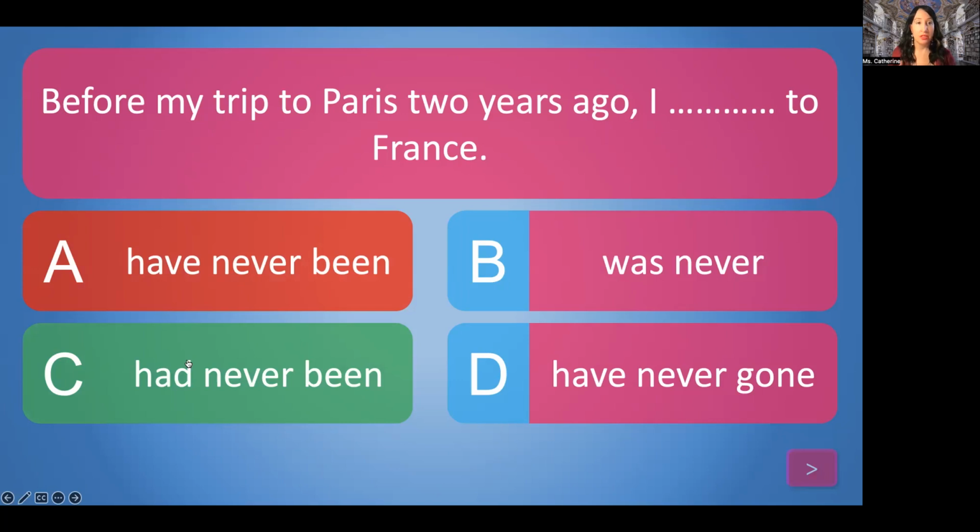Because there's 2 actions going on. Before my trip to Paris 2 years ago, so that's one event, okay? It happened in the past. I blank to France, okay? I had never been to France. So we're talking about before, and then we're talking about another past event, had never been. I know this is tough.